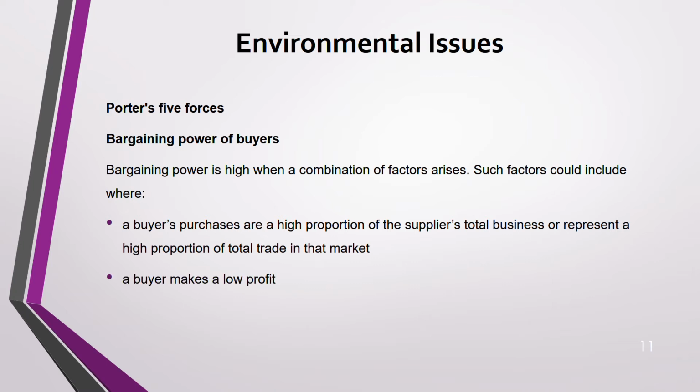Second factor, a buyer makes a low profit. Wherever a buyer makes a low profit, bargaining power is high. How? That is homework for you. You need to go and do research on it. How? When a buyer makes a low profit, bargaining power is high.